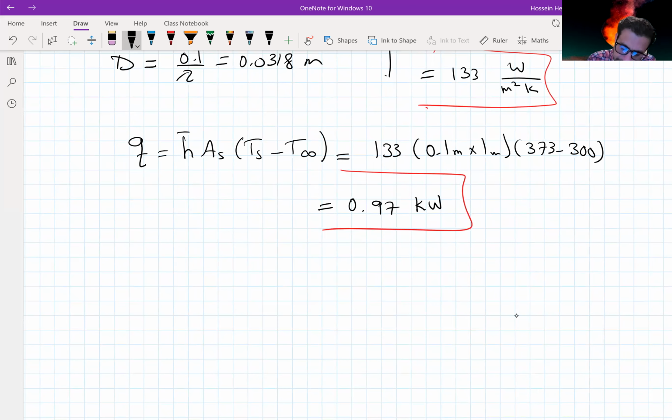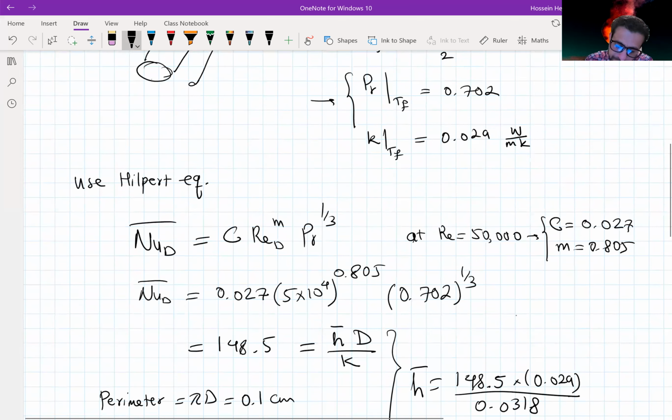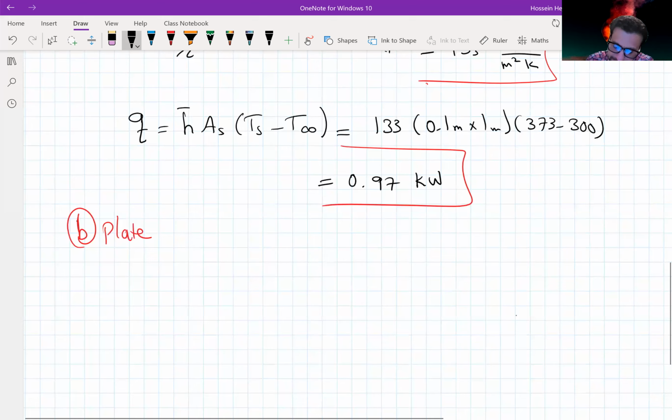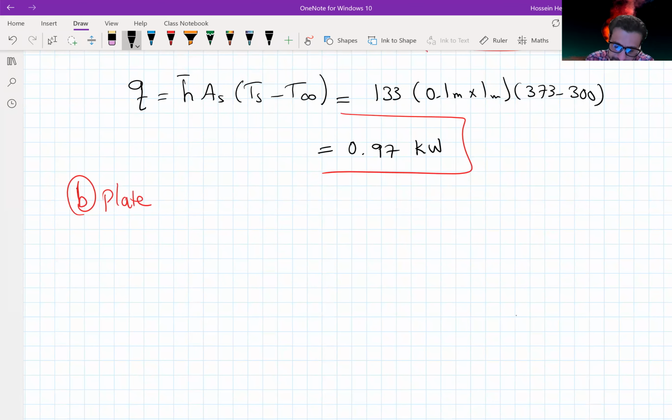Now, if we look at the plate, which provides exactly the same surface area. So this is the surface area that is provided by the cylinder. Now we have a flat plate with the dimension that's given.